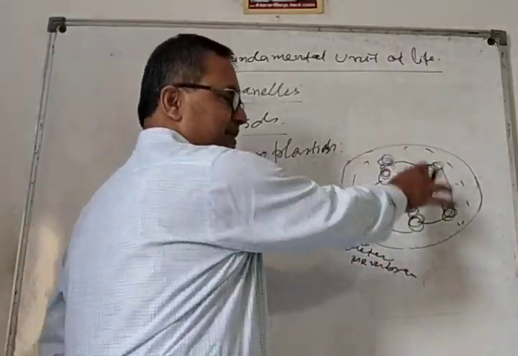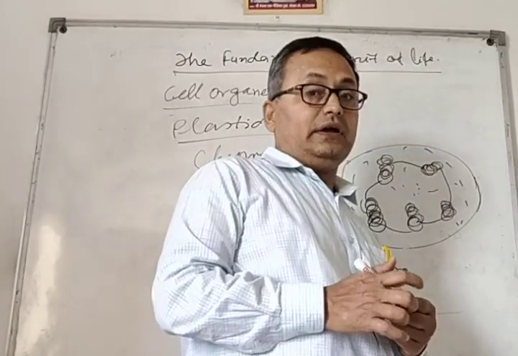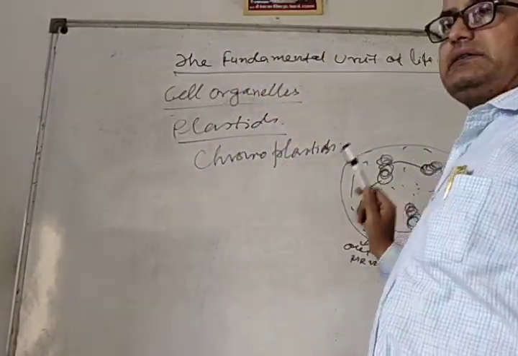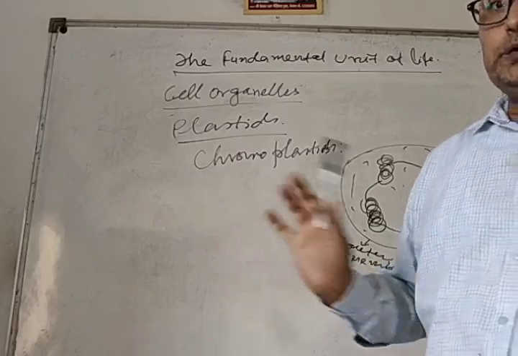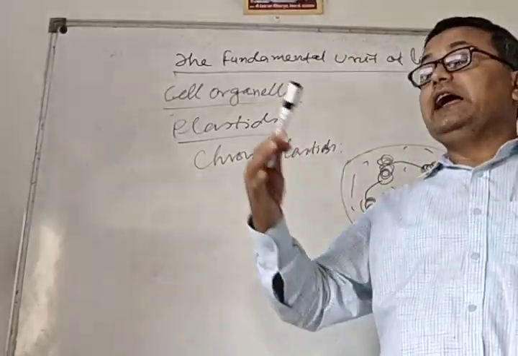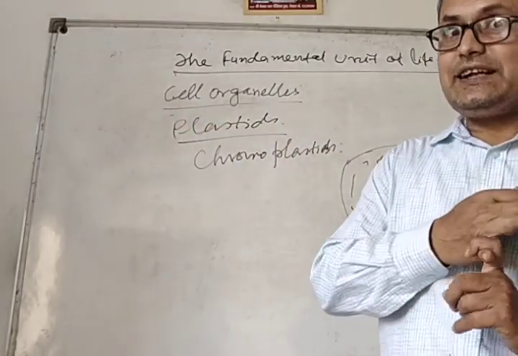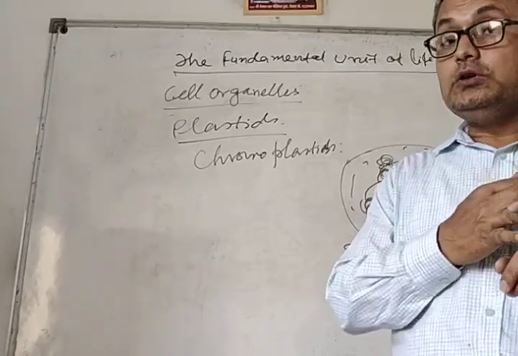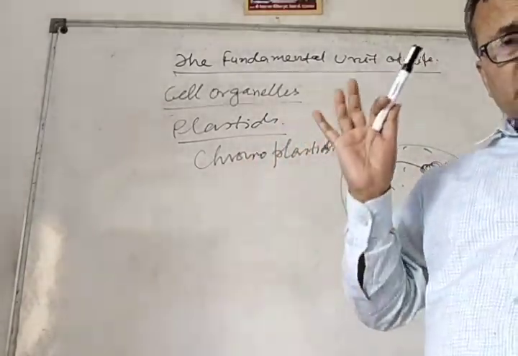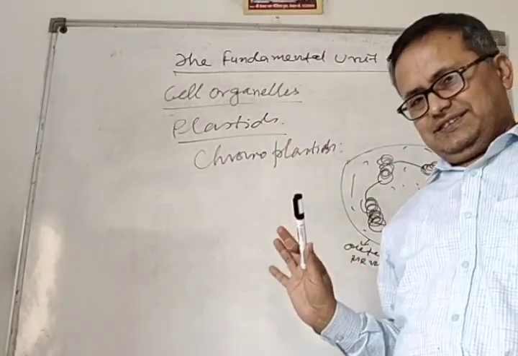Chloroplast is present in the leaf. And the other colored parts are present in fruits and flowers. That is orange colors and also yellow colors, present in fruits and flowers.